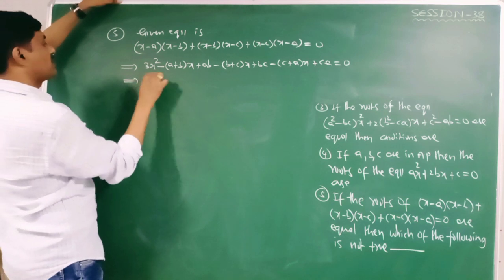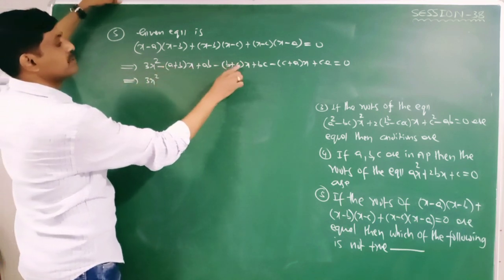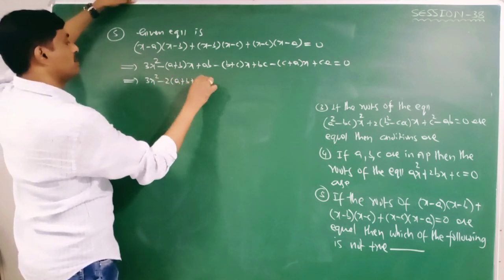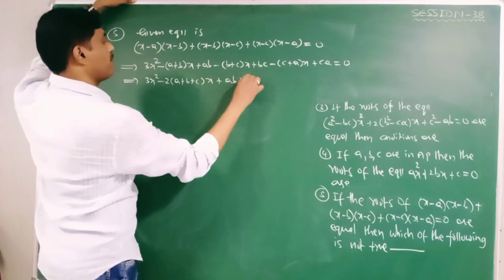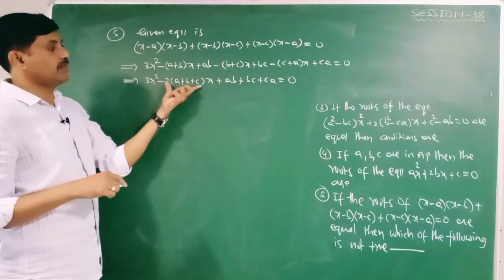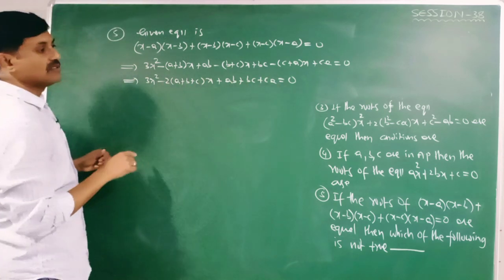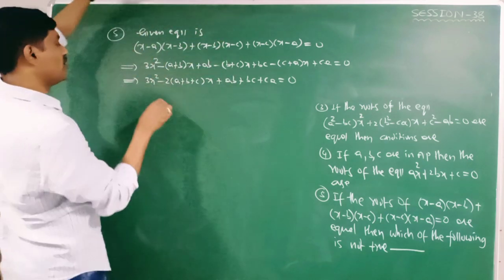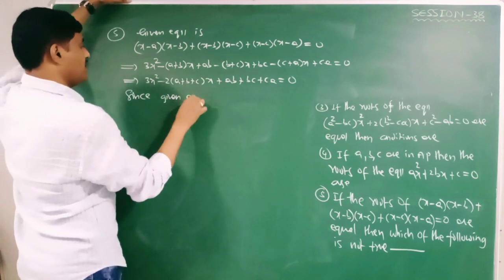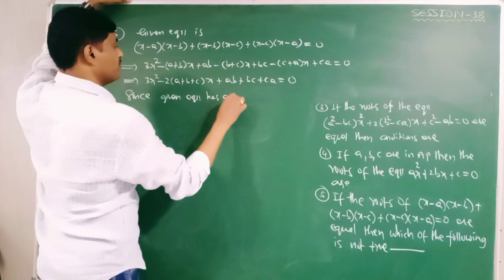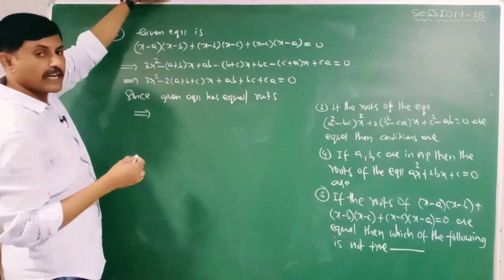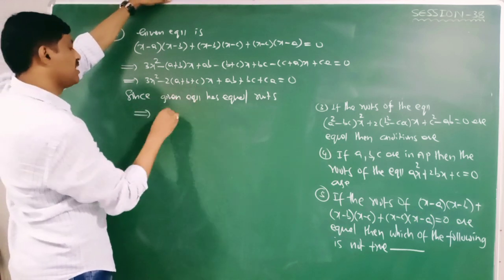This implies 3x square minus 2 times (a plus b plus c) x plus (ab plus bc plus ca) is equal to 0. Now it is our quadratic equation ax square plus bx plus c is equal to 0, and it clearly has equal roots. Since the given equation has equal roots, that implies b square minus 4ac is equal to 0. What is delta? It is equal to 0.